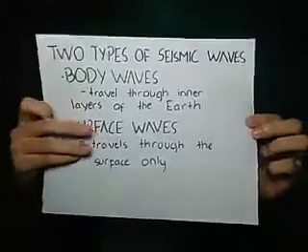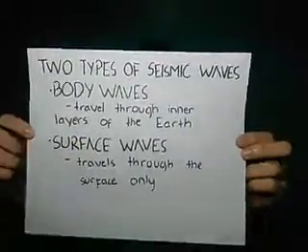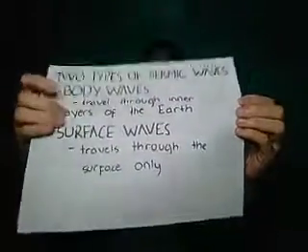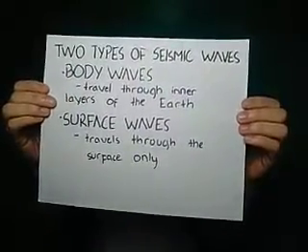The surface waves travel through the surface only. The study of the surface waves enabled us to know the effects of an earthquake and the like, but they do not provide much information about the interior structure of the Earth. The other one is the body waves. The body waves travel through the inner layers of the Earth. The study of body waves made us realize that there are various parts of our planet.